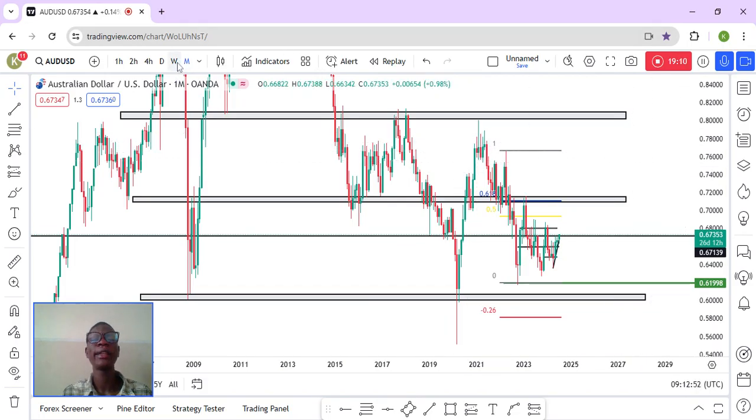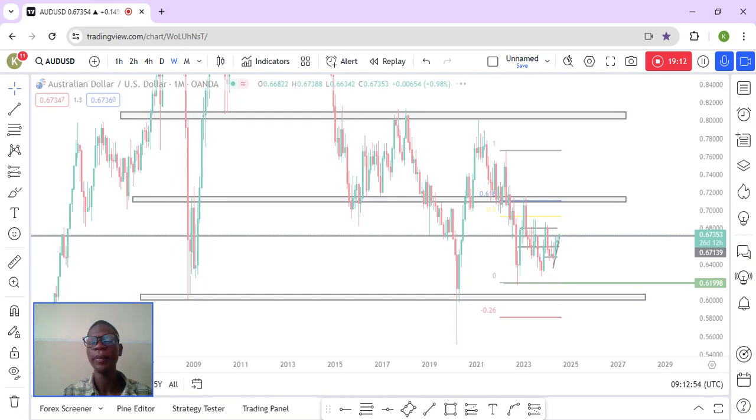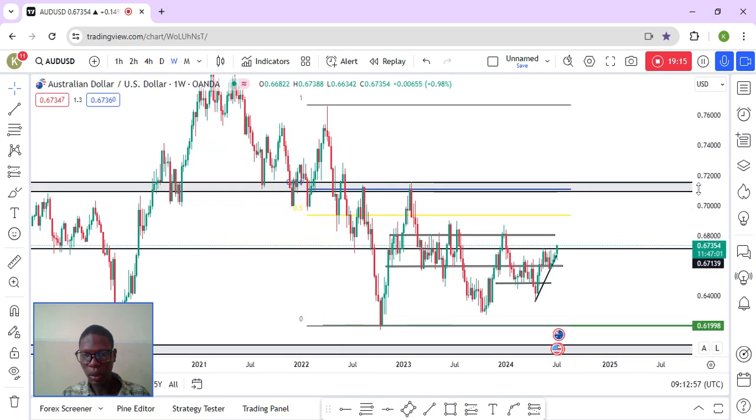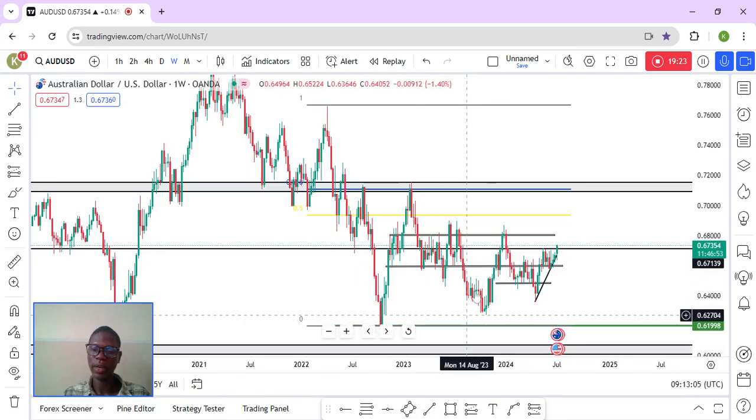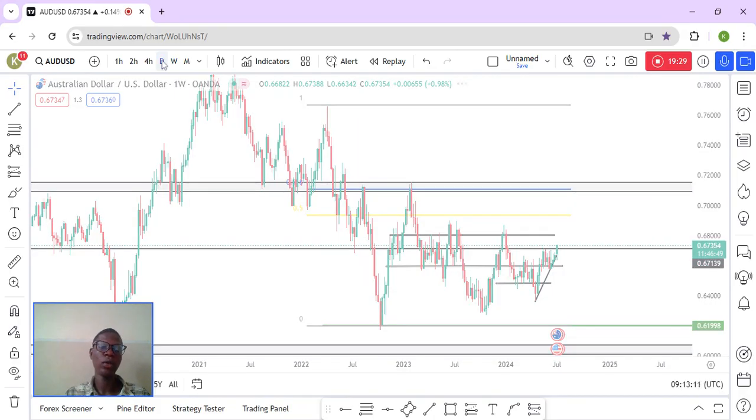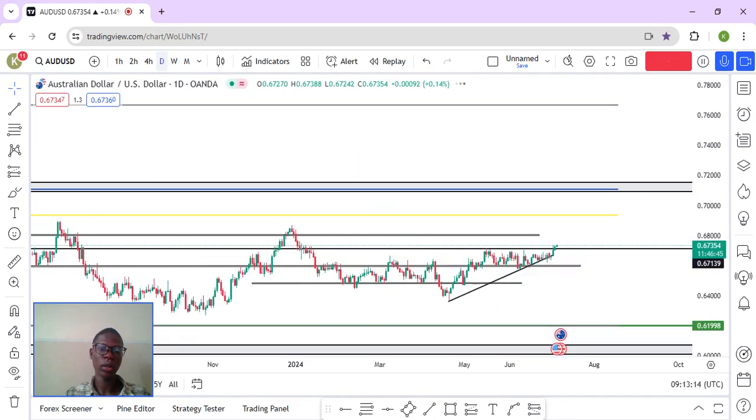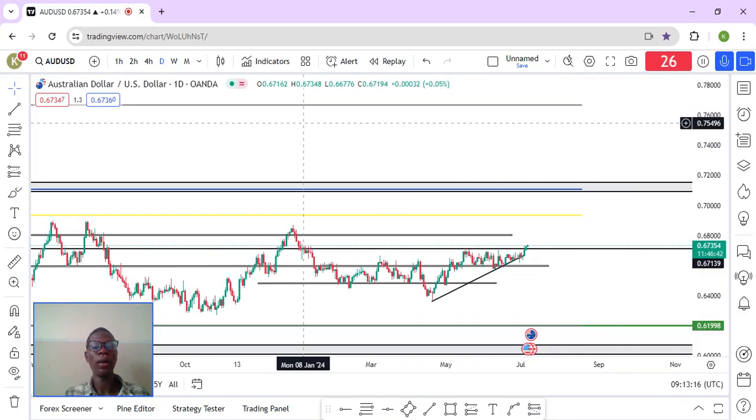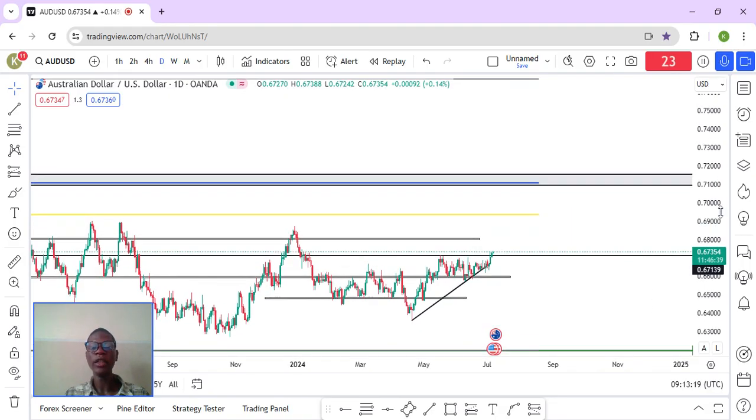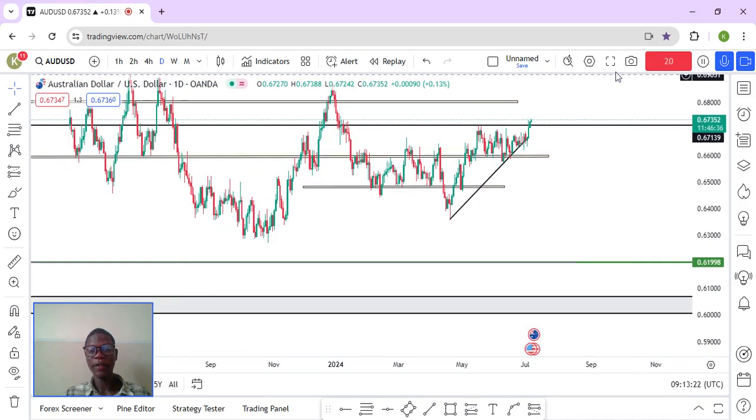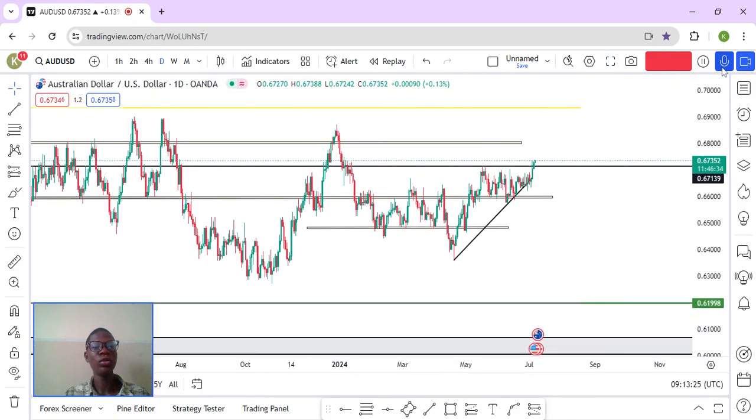So let's go over to the weekly time frame and see what's going on. The market has actually been moving mad. We expected the market to come over here, but the market shied away. But then again, you guys know that what's happening on the euro is the cause of all this on the AUD. If the euro is bearish, then definitely AUD USD too will be bearish. It all depends on the dollar index.